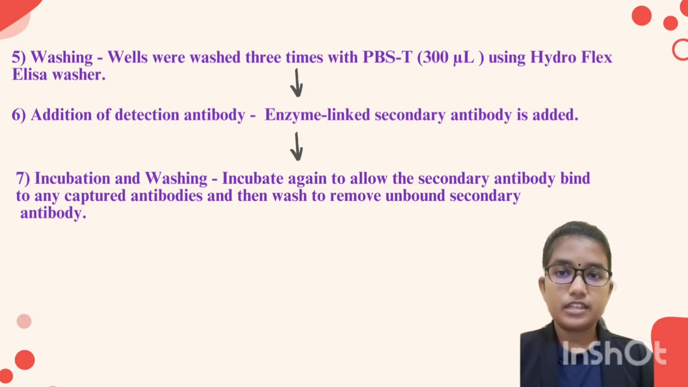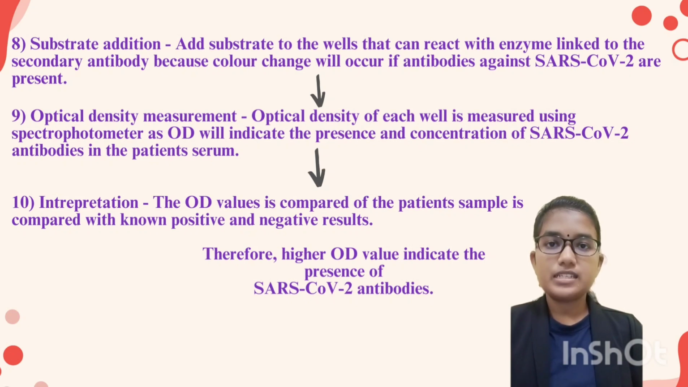The next step is the addition of detection antibody. Enzyme-linked secondary antibody is added. Next step is incubation and washing. Incubate the microplates again to allow the secondary antibody to bind to any captured antibodies, and then wash to remove the unbound secondary antibody. After that, the substrate is added to the wells, which can react with the enzyme-linked secondary antibody, because a color change will occur if antibody against SARS-CoV-2 is present.